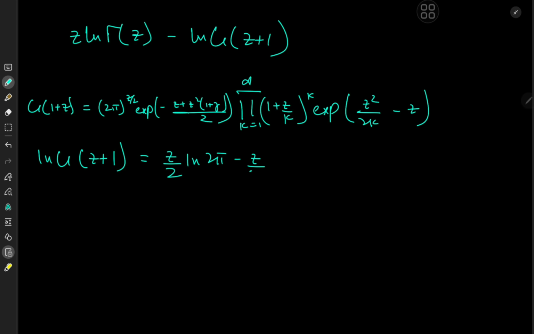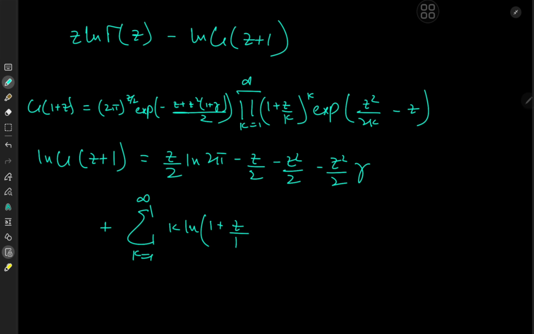So that's negative z over 2, negative z squared over 2, and negative z squared over 2 times the Euler-Mascheroni constant. And now for the infinite product, we now have, you guessed it, the infinite sum over k from 1 to infinity. And we have k times log 1 plus z over k, that looks awfully familiar, plus z squared over 2k minus z. Again, awfully familiar. So that's cool. And I'll call this whole thing b.